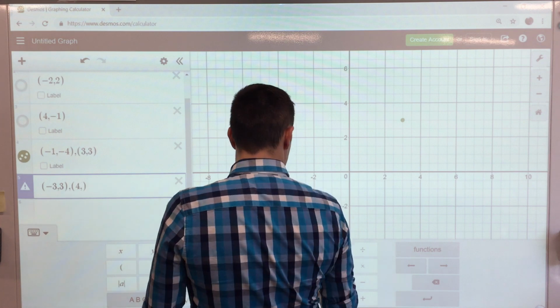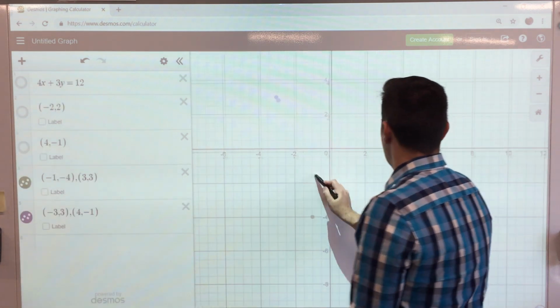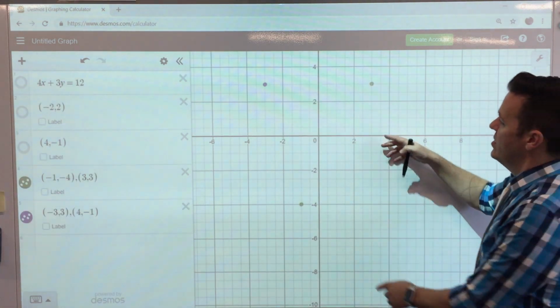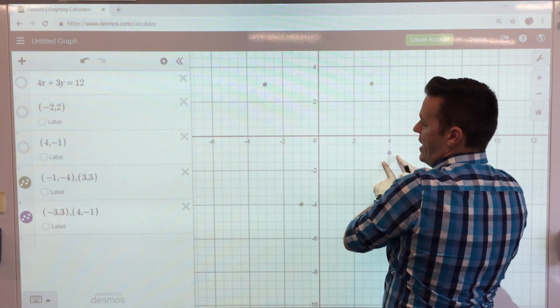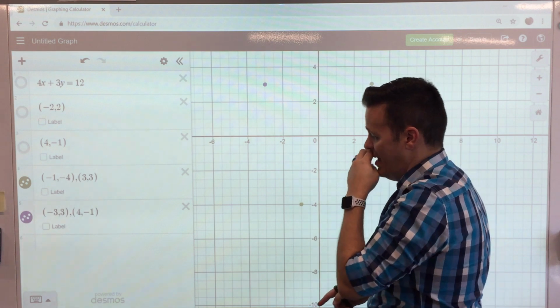look what you get, ladies and gentlemen. You would get your point here. If you were to draw a line and I connect these two dots, guess what you'd get? You get two straight lines.